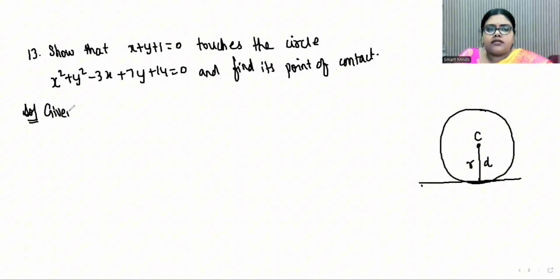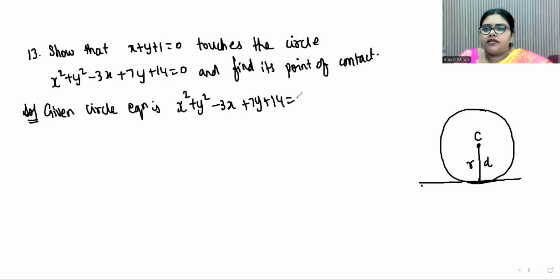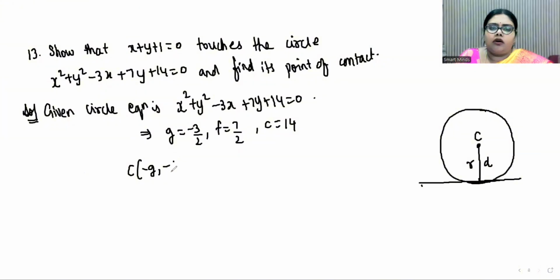So first, what is the given circle equation? Given circle equation is x square plus y square minus 3x plus 7y plus 14 is equal to 0. So from the circle equation, we find g, f, c. g is minus 3 by 2, f is 7 by 2 and c is 14. Now center is minus g comma minus f. That is 3 by 2 comma minus 7 by 2.